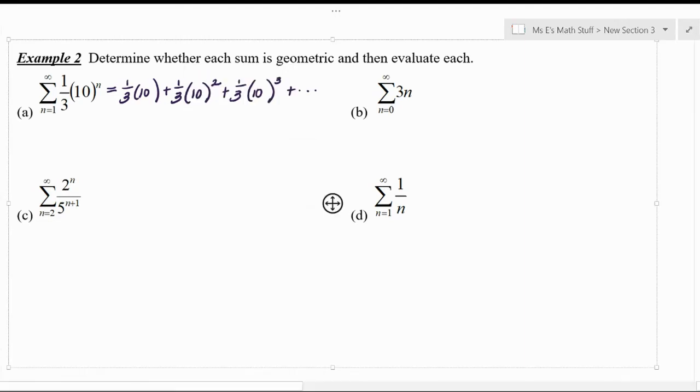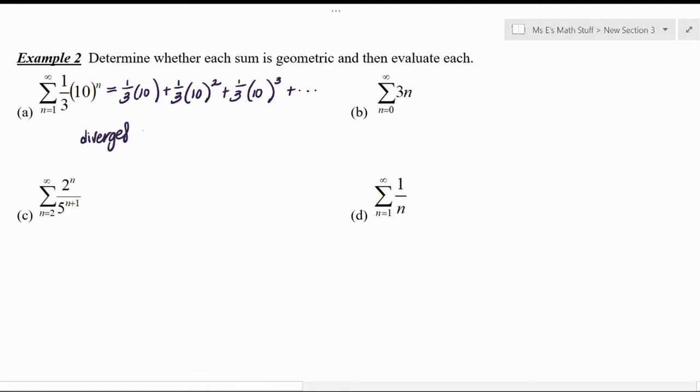Or we could say it diverges to infinity. That might be better. All right, so just remember a sum will converge if it adds up to a distinct finite value, and if it doesn't converge, then it diverges.